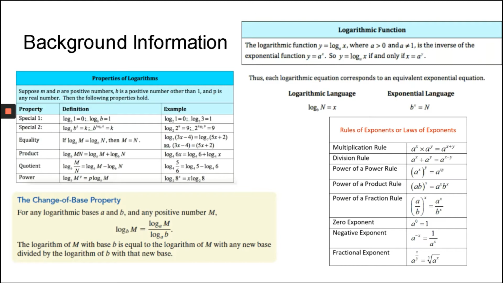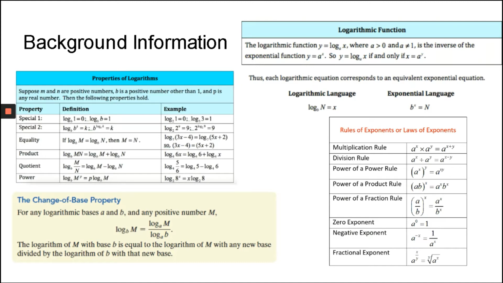The next property we'll be needing is the equality property, which says that if log base b of m equals log base b of n, then m equals n. For example, log base 7 of 3x minus 4 equals log base 7 of 5x plus 2. The trick for this equality property to work is that the bases need to be the same. They both have log base 7 on both sides. So 3x minus 4 equals 5x plus 2. That's what it means.